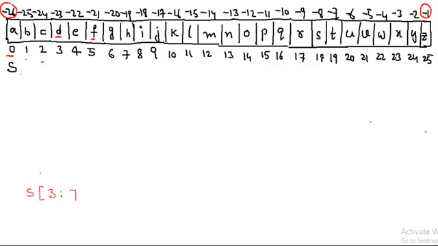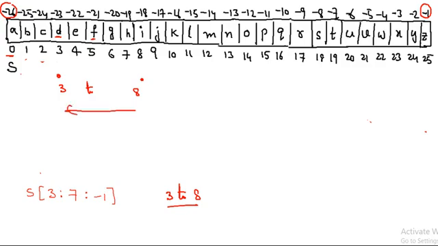S[3:7:-1]. Whenever the step value is negative, you have to travel in the reverse direction. That we have already discussed. Begin to end plus 1, that means you have to travel from 3 to 8. Where is 3? This is your 3. Where is your 8? This is your 8. You have to travel from 3 to 8.